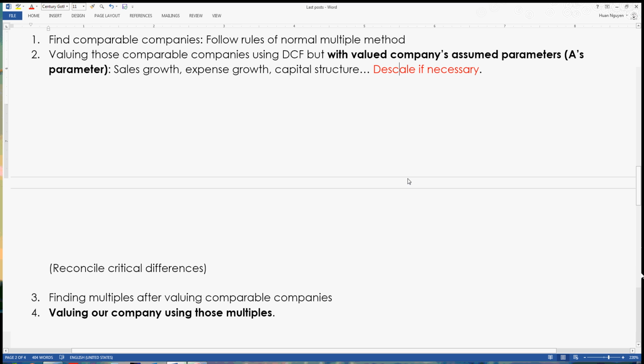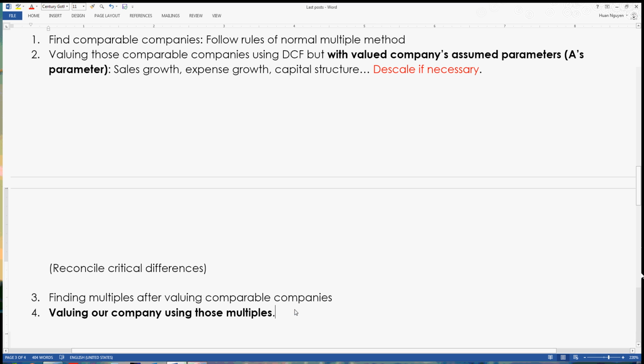The third step, I will find multiples after evaluating those companies. When we have the valuation from the discounted cash flow method, we will find out the multiples, like the PE, like the P to EBITDA, and P to free cash flow, whatever we think is suitable for this valuation. And the final step, we will use those multiples to evaluate our company, company A.